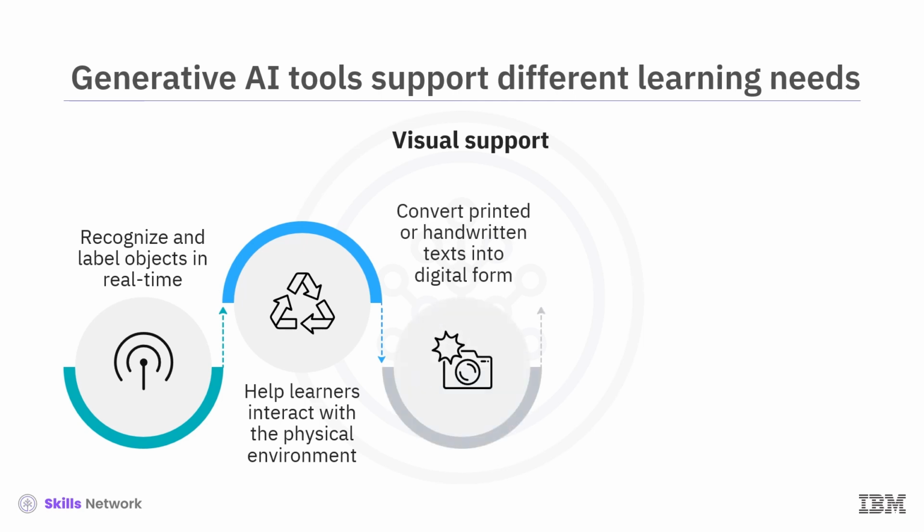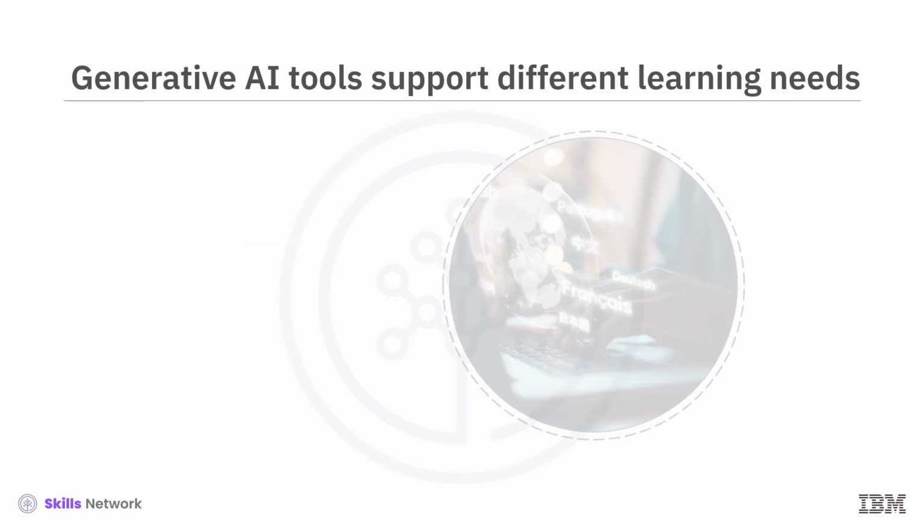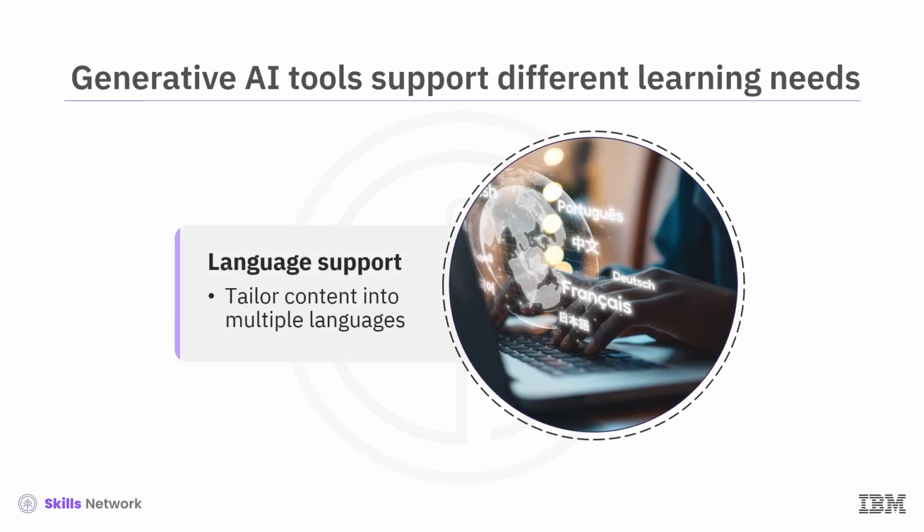It can convert printed or handwritten text posters into digital format, making written materials comprehensive. It can analyze images and videos, provide in-depth descriptions, recognize key elements, and explain them in alternative formats. Tailoring content into multiple languages supports diverse linguistic backgrounds, such as translating text into various languages and providing multilingual glossaries.